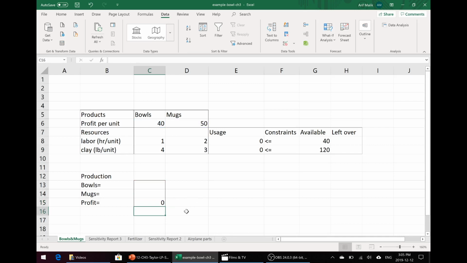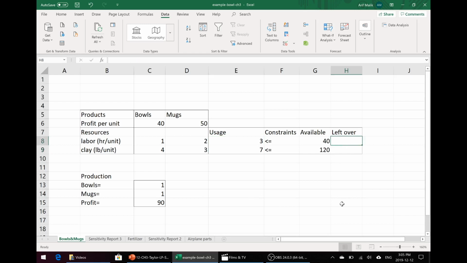Just to check that our formulas are correct, we put 1 here to see. So our formula is correct. We can see the profit is 90 when we make 1 bowl and 1 mug. Then x1 is equal to 1 and x2 is equal to 1, and 40 plus 50 is 90. And similarly over here, when we make 1 bowl and 1 mug, we will use 3 hours of labor and 7 pounds of clay.